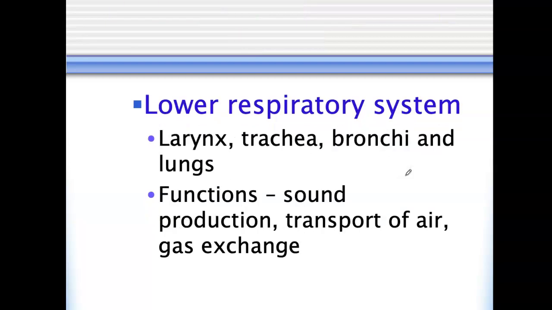Upper respiratory. What about lower? So lower respiratory system, then we start from the larynx again, right?